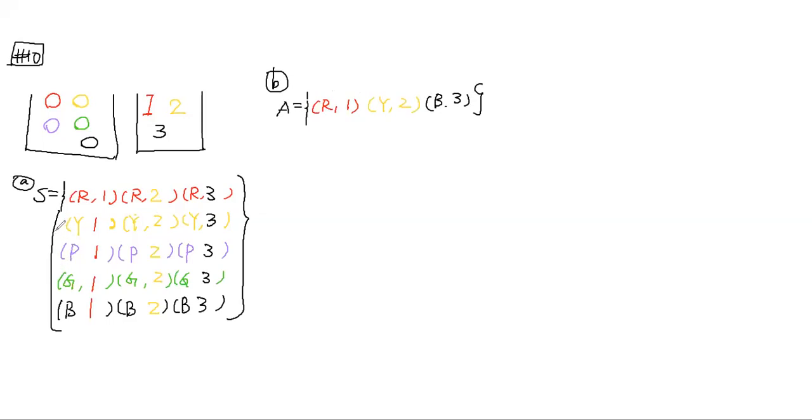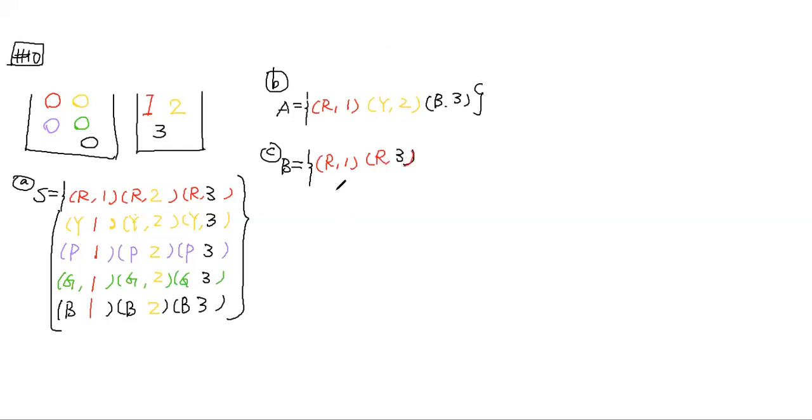And now event B is here. Event B is defined to have an odd number. Okay, event B is having an odd number. So let's try to write it. Event B, I have R1, then I have R3, right?